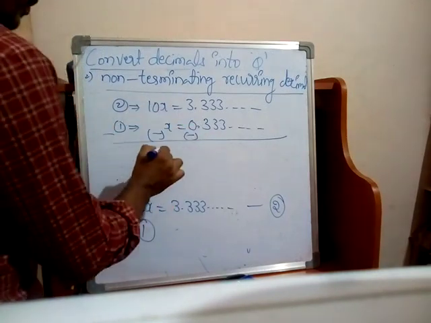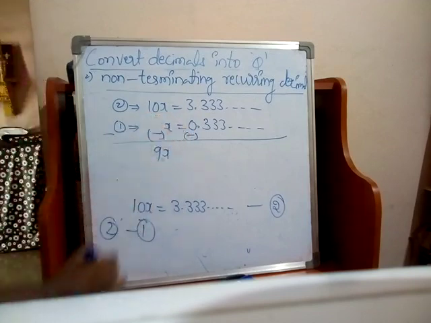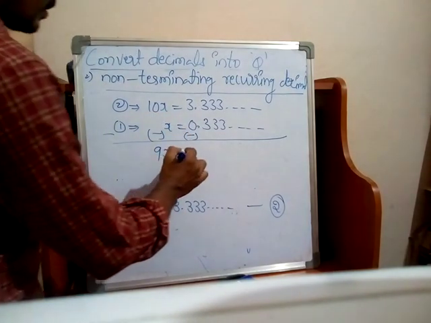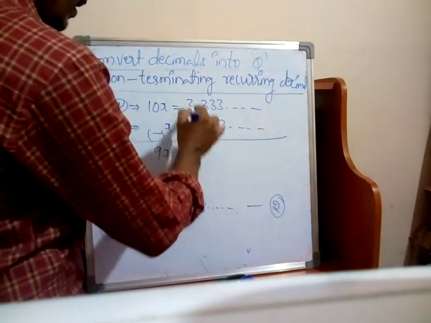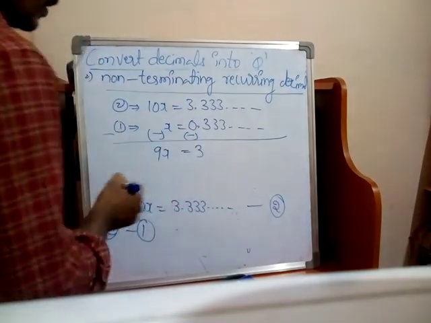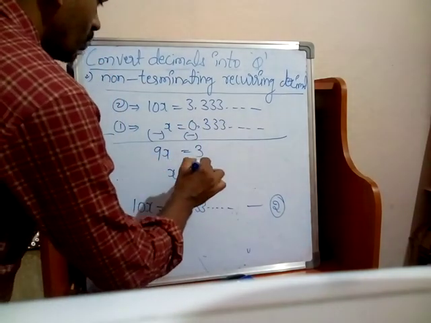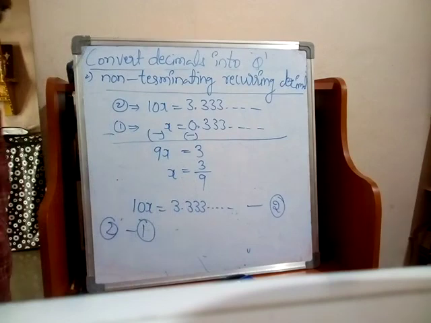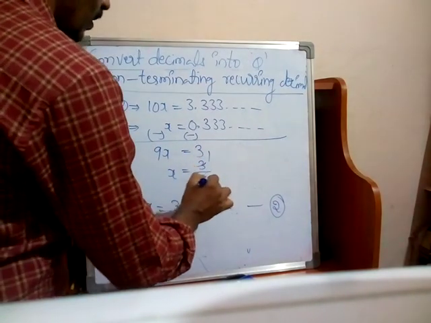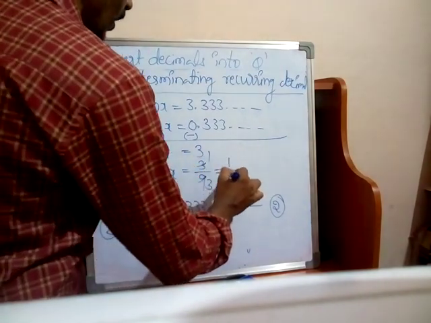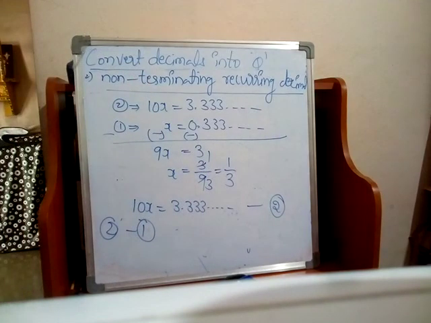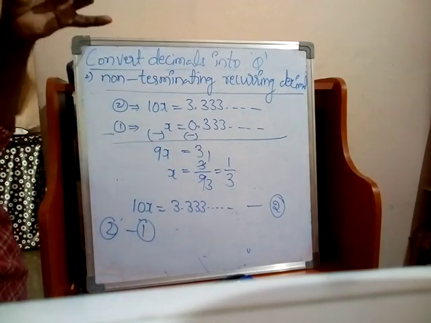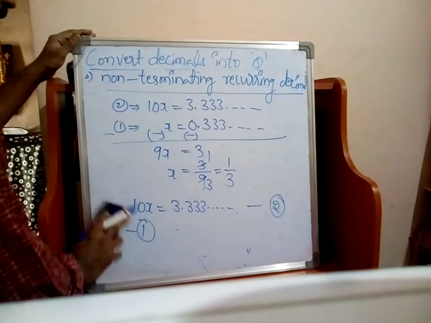Here how much? 10x minus x, 9x. 9x is equal to, here all the decimals are cancelled, 3 minus 0, 3. So x is equal to how much? 3 by 9. 3 ones are 3, 3 threes are 9. So 1 by 3. So the final simplest form of 0.3 bar as a rational number is 1 by 3. You do it like this.